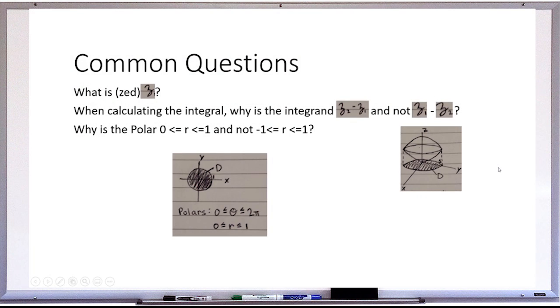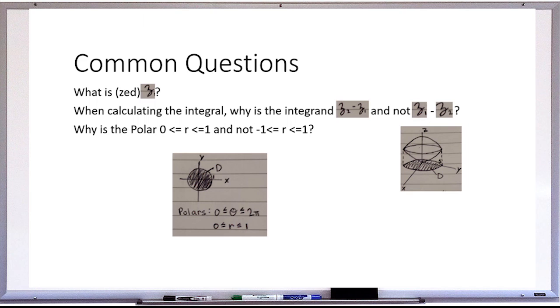Hello, so here are some common questions on problem number 3. So what is z? Z is a variable, just like x and y. Though sometimes people may get confused that z has a certain specific value.